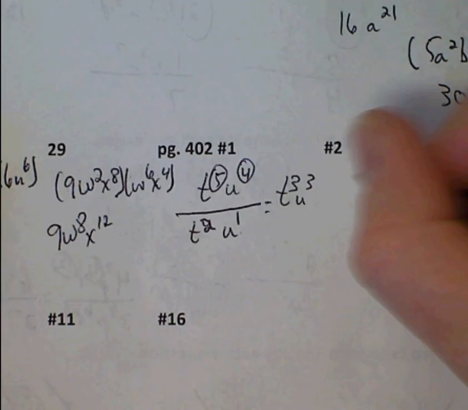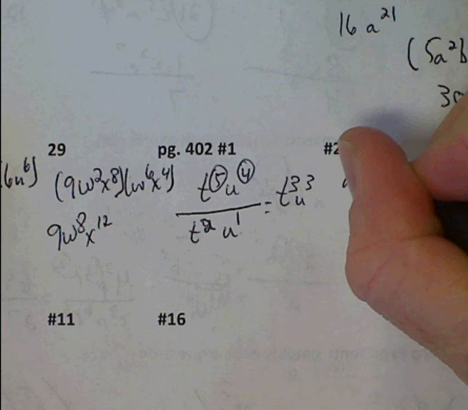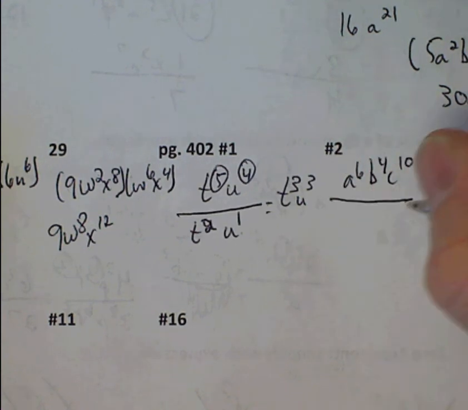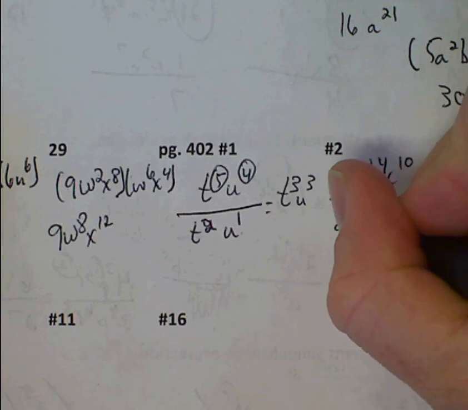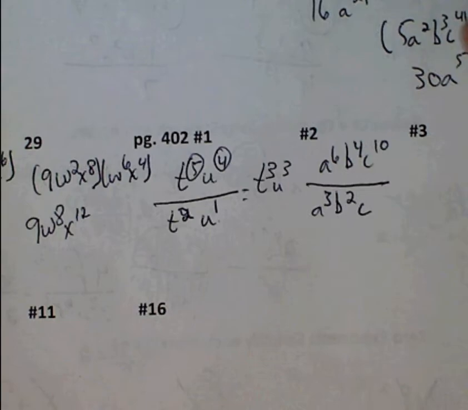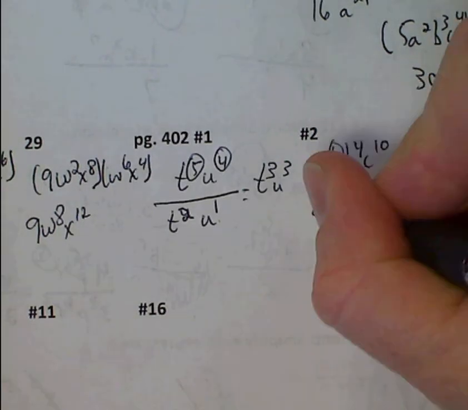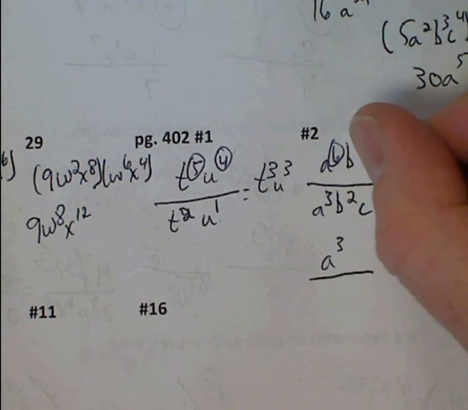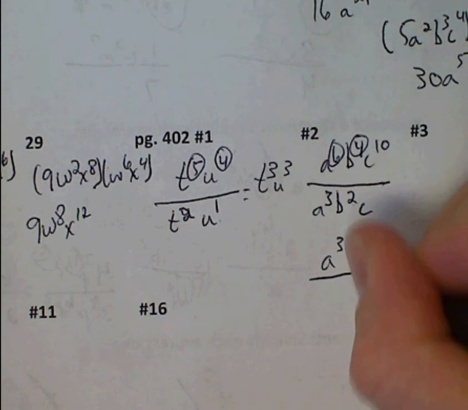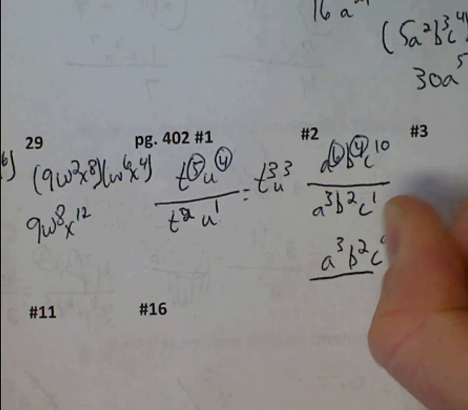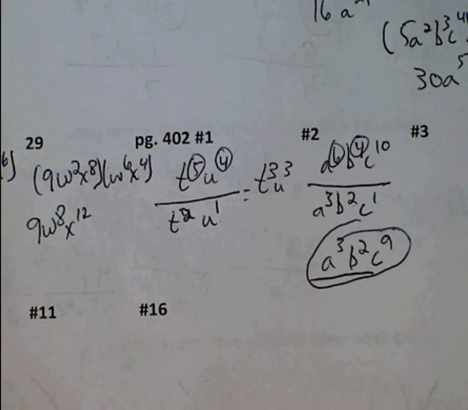Number 2. a to the 6, b to the 4, c to the 10, over a to the 3rd, b squared, c. 6 minus 3 is 3, so that's on top. 4 minus 2 is 2. 10 minus 1 is 9. All of them are on top.